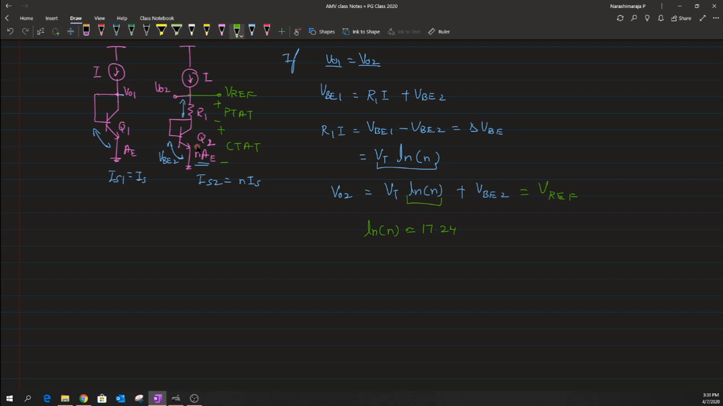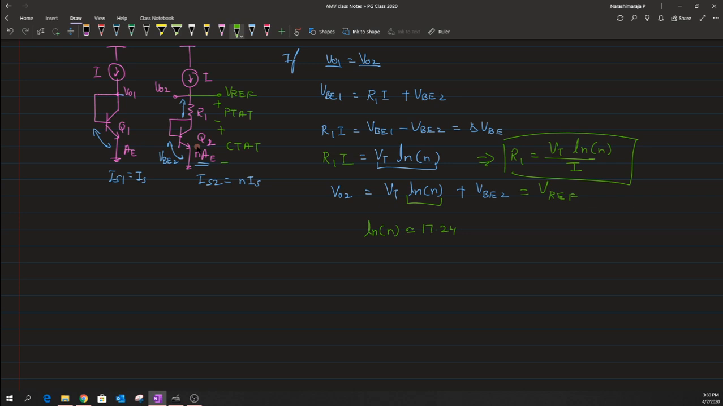Now, let us try to bring out this expression of R1 in terms of I in order to express the quantity of R1. So one could see that this R1 is basically Vt into ln of n divided by the factor of I. So based on the current that is flowing through the circuit, one could define the value of R1.